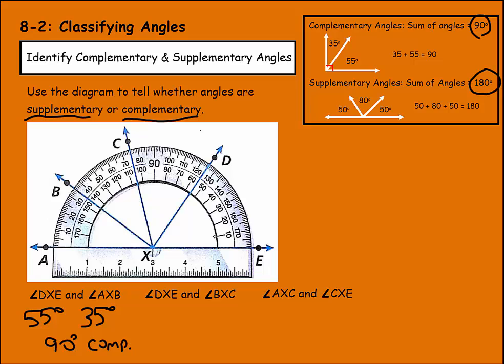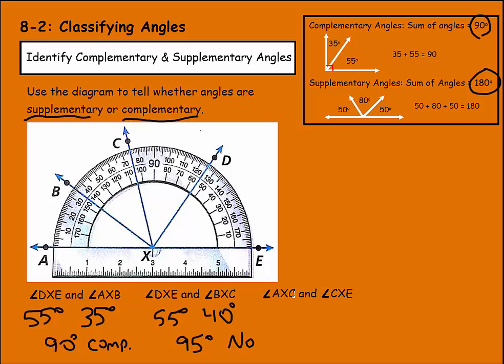Now we have DXE again, which I know is 55 degrees. And now it says BXC. This one we have to do a little bit of math. I see that B starts at 35, and C is at 75. So this distance is from 75 to 35, which is a range of 40. So 55 and 40 degrees. Add those together and that's 95 degrees. That's not quite complementary. Remember, complementary is 90 degrees. It's actually a little bit more. It's an obtuse angle. So we're going to say no.